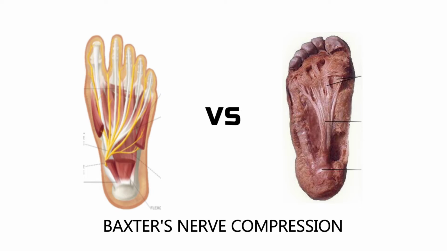So let's talk about the first one. It's called Baxter's nerve irritation or Baxter's nerve compression. It's the compression of your lateral plantar nerve, which supplies the outer part of our foot and the fourth and fifth toes of our foot. If that lateral plantar nerve is compressed, it can create symptoms on your foot. It's a burning, tingling, numbness sensation that you will feel, and it's mainly located on the outer side, sometimes on the inner side of the foot if the medial plantar nerve is affected.